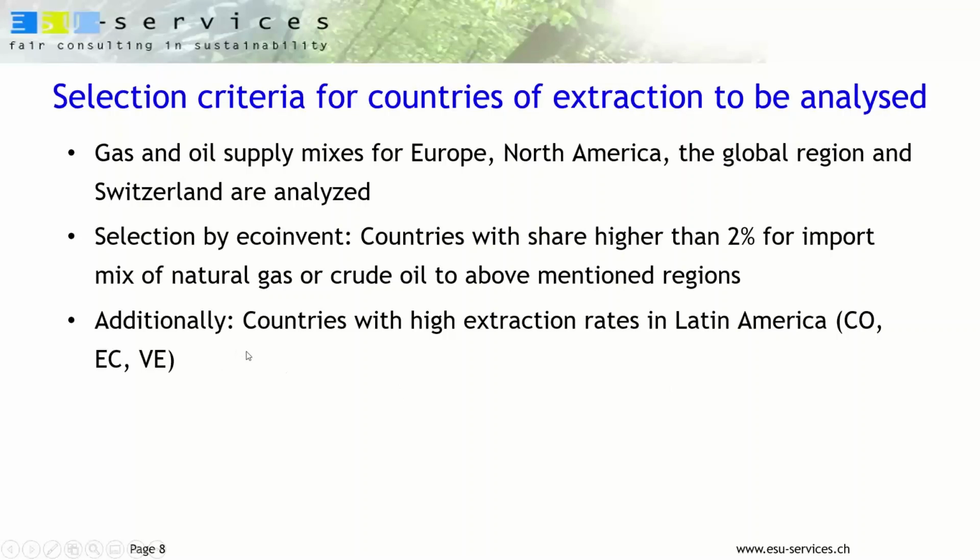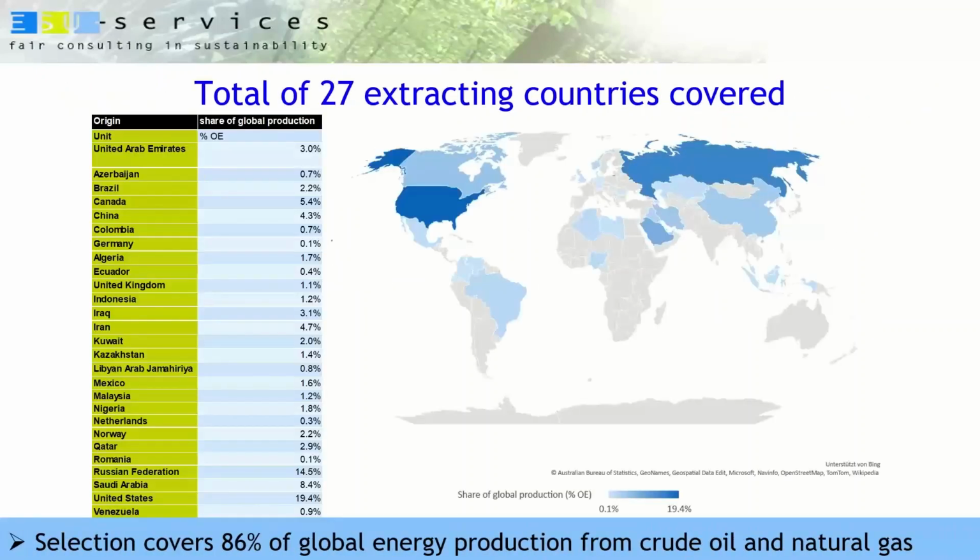Three more countries have been added, and for all of these countries we modeled the data sets for oil and gas extraction. In total, we cover 86% of the global energy production from crude oil and natural gas. In this map you see the most relevant countries, of course the US and Russia.